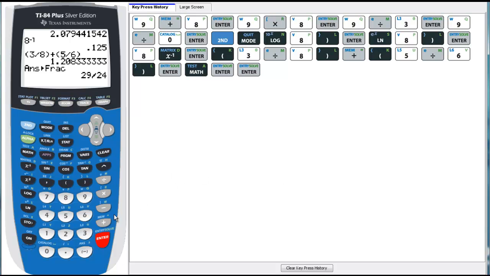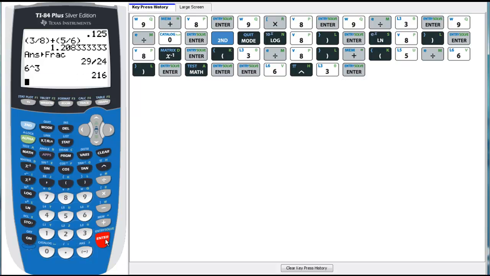To get a power of a number, say for instance I want to obtain 6 to the power 3. Here we go. This is the key that gives us the power of a number. So that's going to be 216. If I wanted e to the power, say 6, we get that.